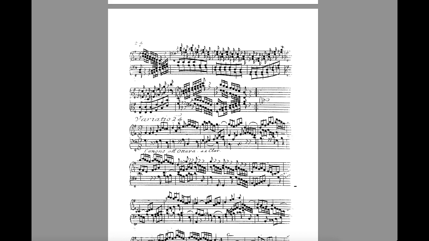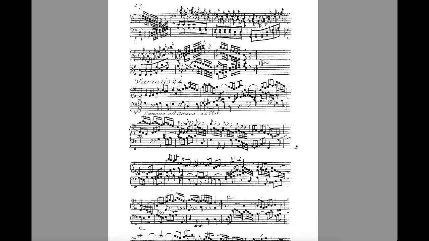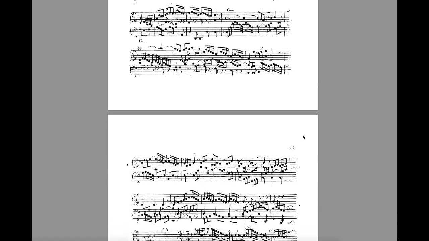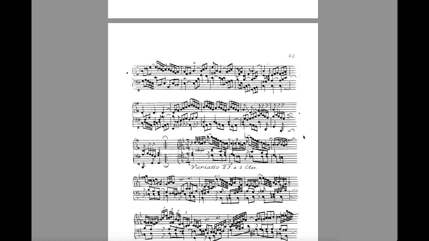We go to variation 24, canon at the octave. Variation 24 continues on to the next page, and there is a fermata clearly here at the end of variation 24. We have variation 25, and do you see this adagio indication right there?